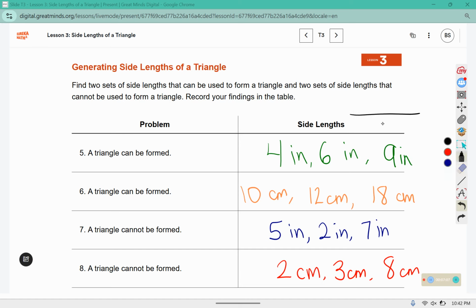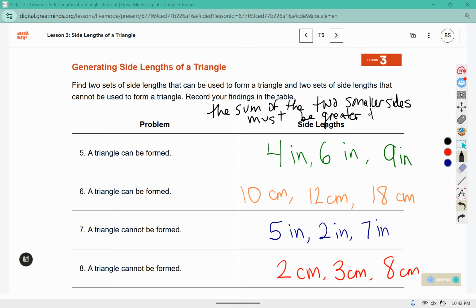And if we have a side length of 8 and a piece that's 2 and a piece that's 3, that only makes 6, and we'll have a gap in the middle where they don't reach each other. So I would also add to your composition book a note that says the sum of the 2 smaller sides must be greater or bigger than the longest side.